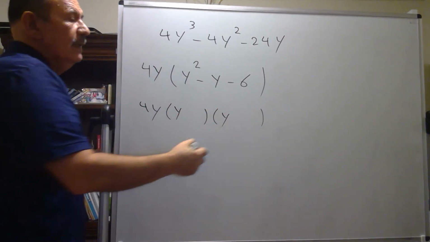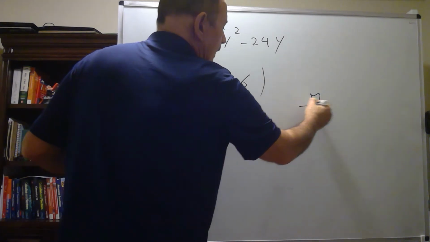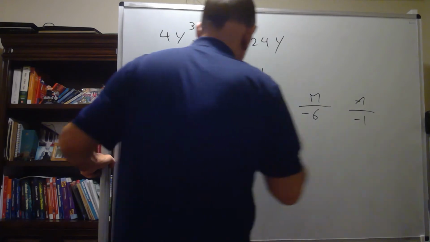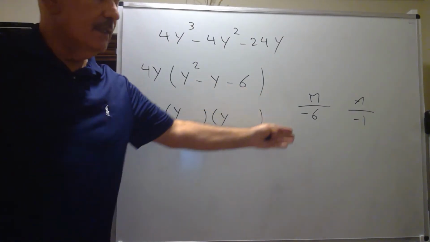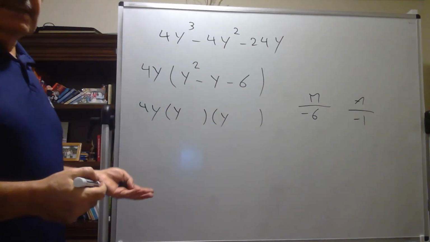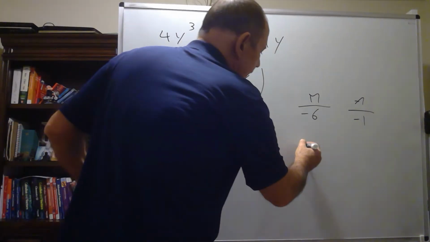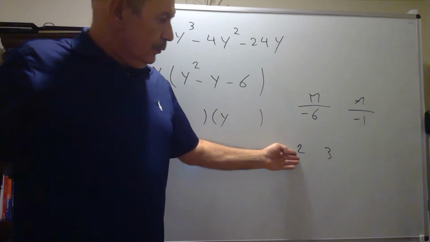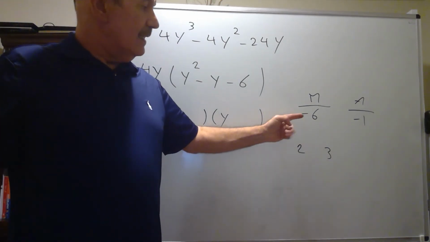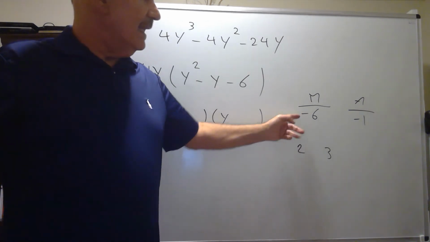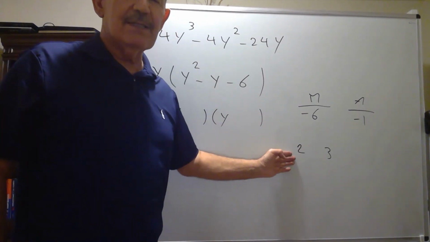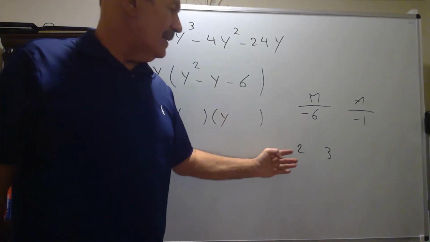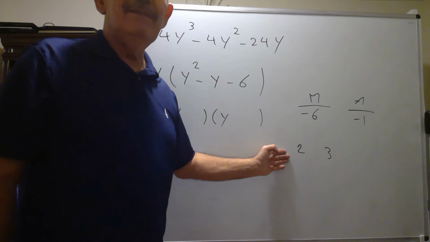The second term: we should find two numbers that multiply to get negative 6 and add to get negative 1. What are those numbers? It's 2 and 3, because if we factor 6, it's going to be 2 and 3. 2 times 3 is 6, but we are looking for negative 6. Because this sign is negative, these two should have different signs. If they had the same sign, this one would be positive.